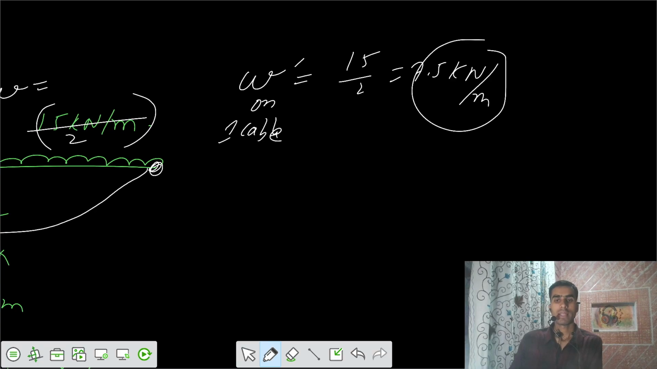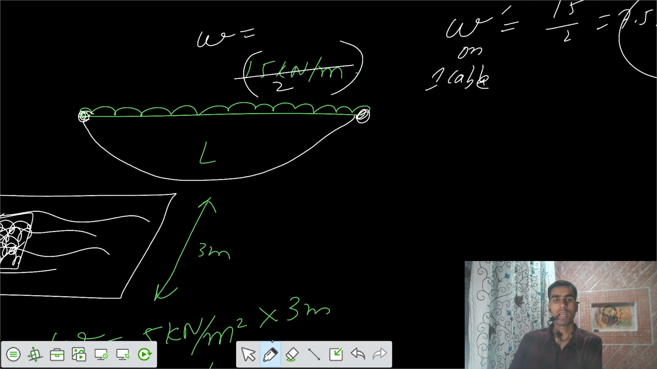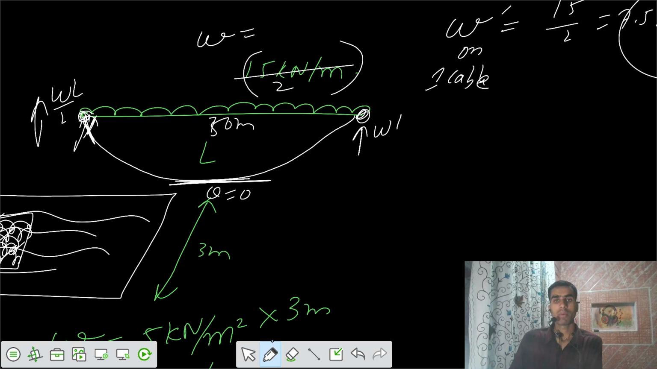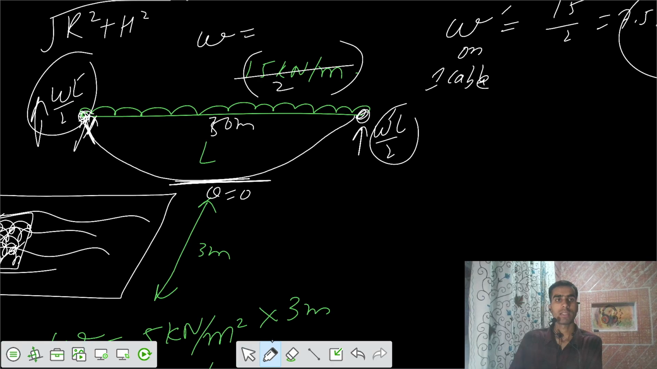You also can solve it by one more method. Let's say that there was some intensity of 7.5 and length was 50 meter. What's the reaction we can have at this point? Here the theta is 0, that slope is 0. Here the slope is maximum. Reaction here would equal WL by 2, vertical reaction. Similarly here, because of symmetry, reaction here would be WL by 2. If I calculate the resultant of reaction square plus horizontal square root, that's also T max. That way you can also get it.